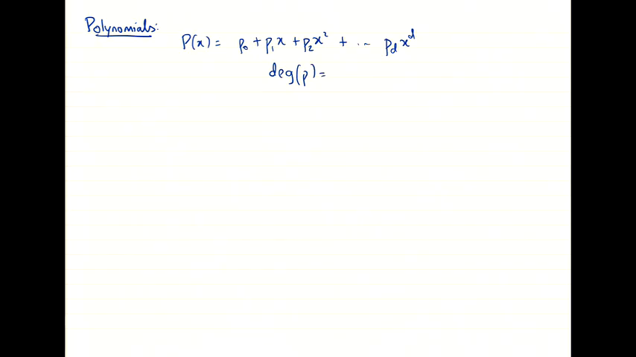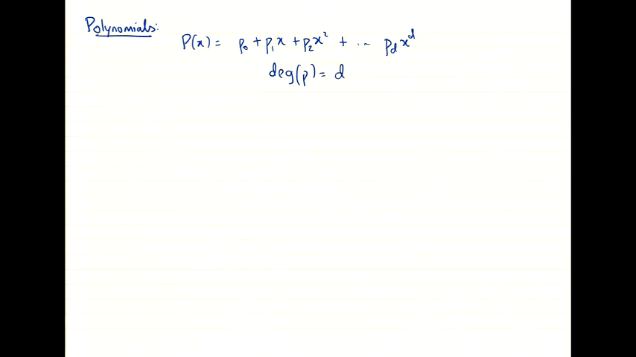So let's start. I'll start with polynomials. All of us know what polynomials are. Let's just look at univariate polynomials. So you have a univariate polynomial P of x is p0 plus p1x plus p2x squared plus ... plus pd x to the d, and the degree of the polynomial P is just d.